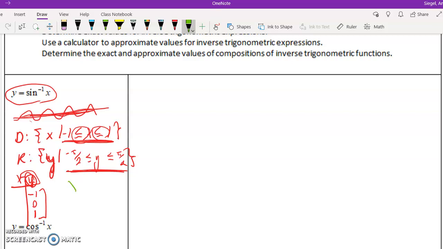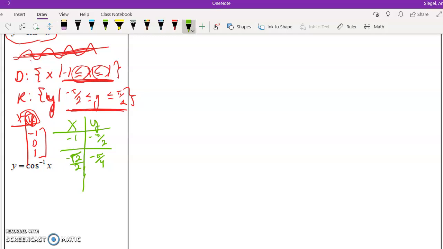Okay, so our new XY chart is going to be, I'm just going to write it out because we're going to talk about this on Monday. Sorry. Negative square root of 2 over 2, -pi/4. Zero, zero. Positive square root of 2 over 2, pi/4, and 1, pi/2.